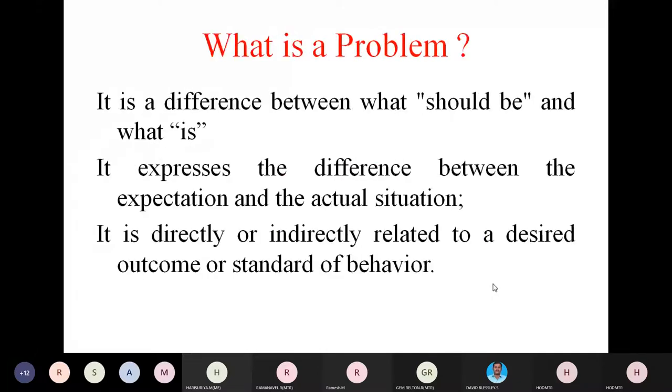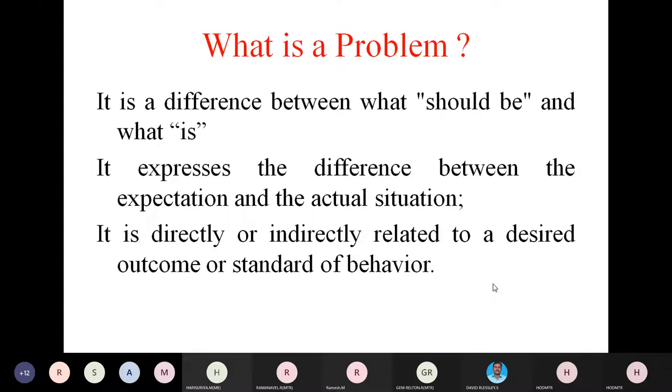Okay. So we'll start the session by discussing the term problem. What is a problem? Academicians, researchers, as well as industries use this term more frequently. This term varies from person to person. In general, a problem is a difference between what should be and what it is. It expresses the difference between the expectations and the actual situation. It's directly or indirectly related to a desired outcome or standard of behavior.